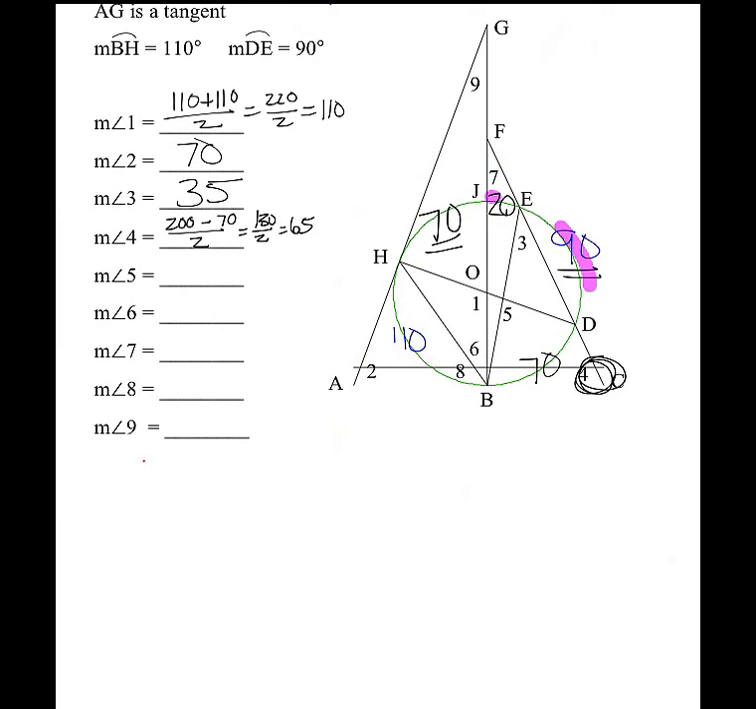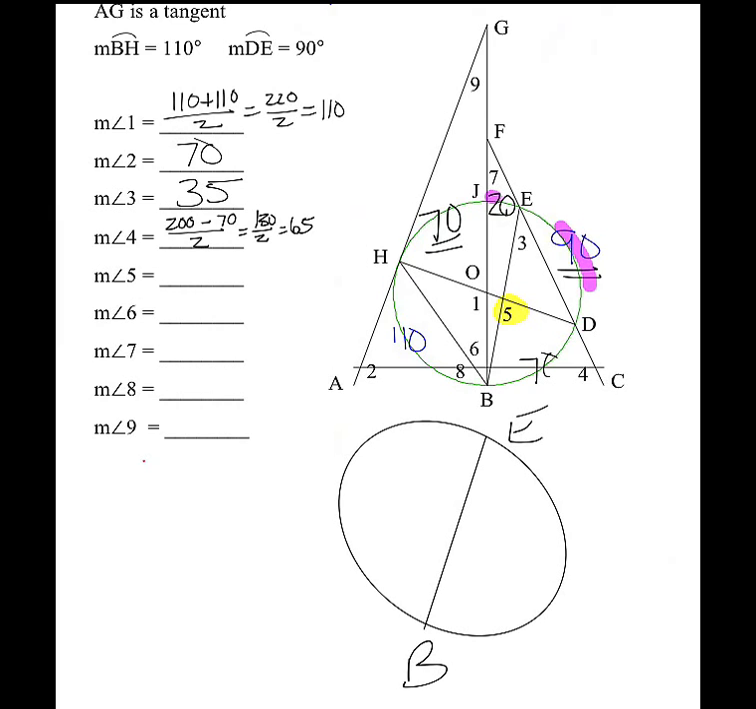Angle 5, again, is inside the circle right here. So let's draw the circle. Angle 5 is created by segment E to B, and from H to D, and angle 5 is this angle right here.